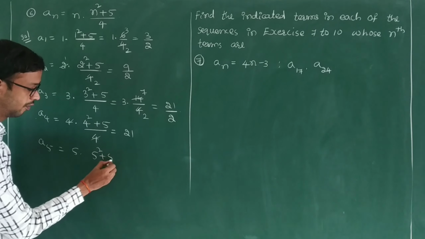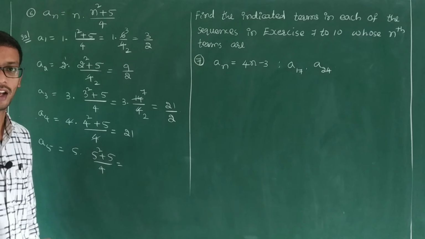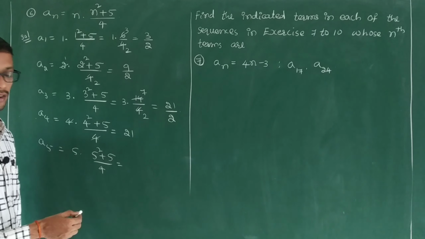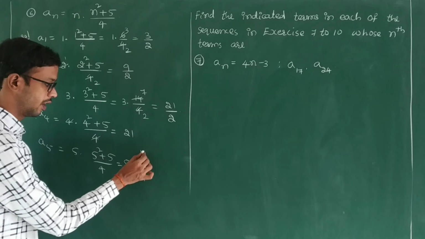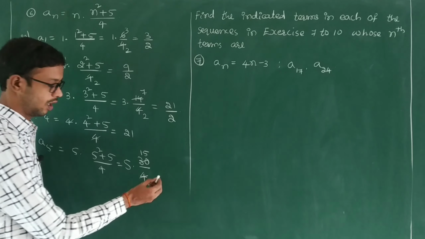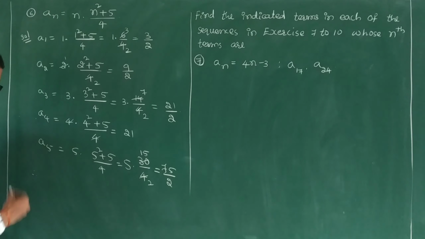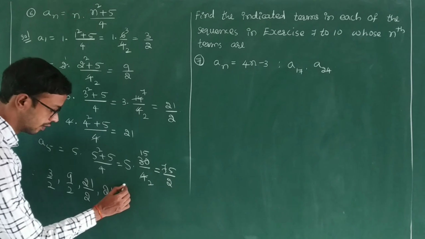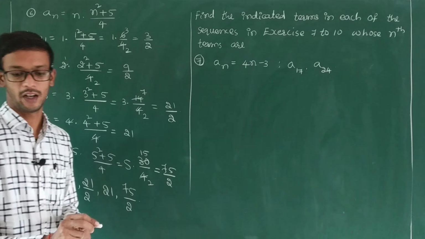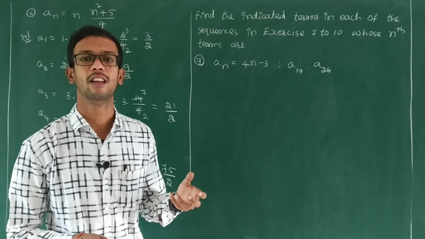5 into 5 square plus 5 by 4. 5 square is 25, 25 plus 5 is 30, by 4. 5 into 30 gives 75 by 4... So the required terms are 3 by 2, 9 by 2, 21 by 2, 75 by 2. So from problems 1 to 6, we discussed how to find the first 5 terms.